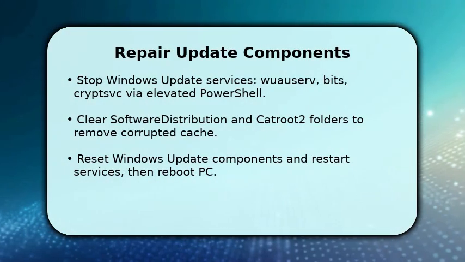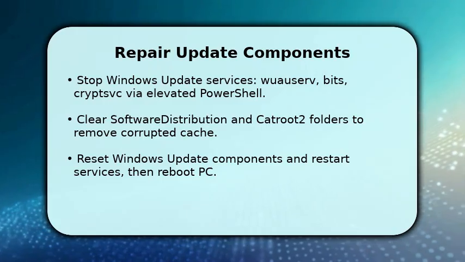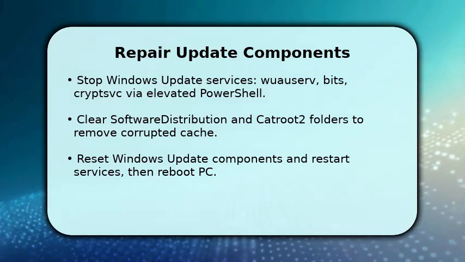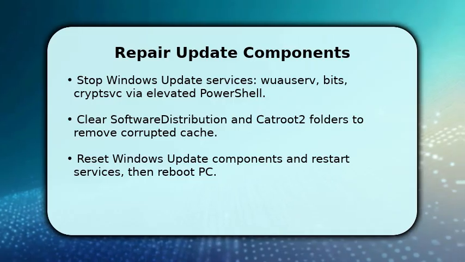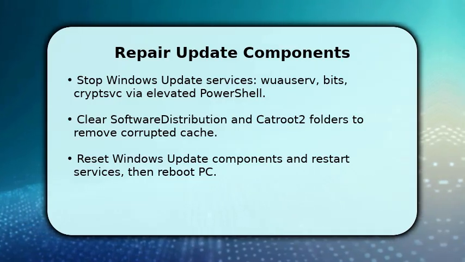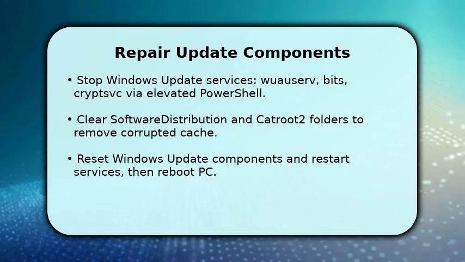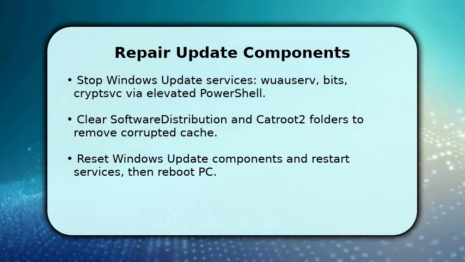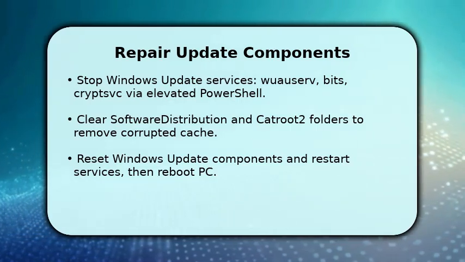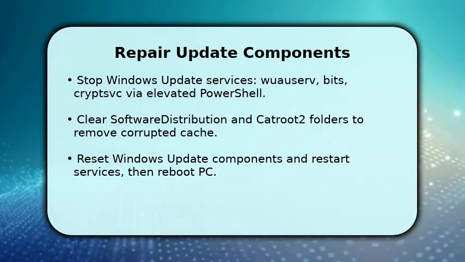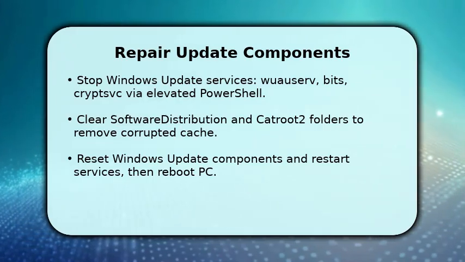Now you'll repair the core update components that often cause errors. Open an elevated PowerShell or command prompt and stop services like wuauserv, BITS, and cryptsvc so files aren't in use. Then remove or rename the SoftwareDistribution and catroot2 folders to clear corrupted caches. This forces Windows to download fresh update metadata.